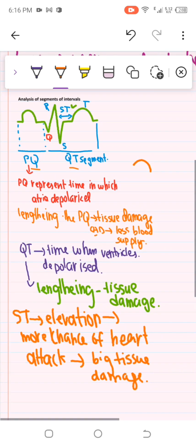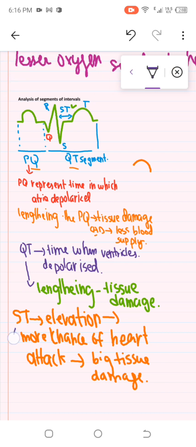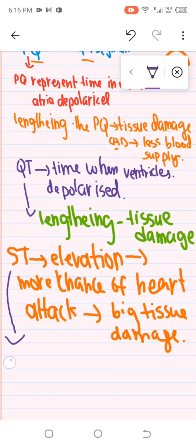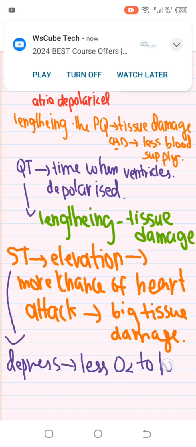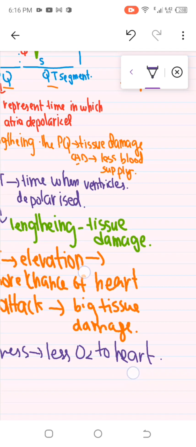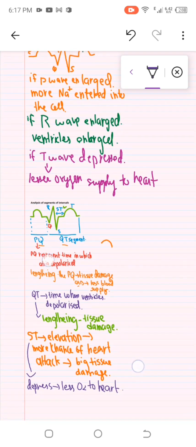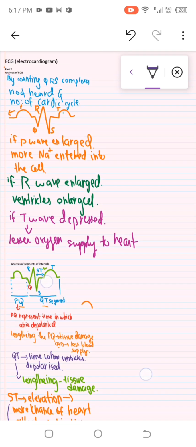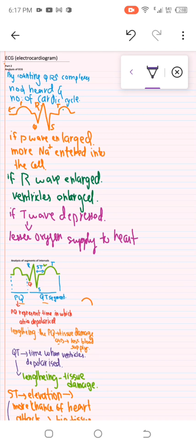Fine. After that, if it is not elevated but totally depressed, this means less oxygen is supplied to the heart. So this was all about the analysis of the segments and intervals of the ECG. I hope it is clear to you guys.